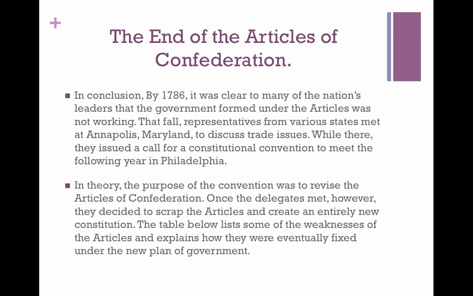Okay, so by 1786, it was clear to many of the nation's leaders that the government formed under the Articles of Confederation was not working. So that fall, representatives from various states met in Maryland to discuss trade issues. While there, they issued a call for the Constitutional Convention to meet one year from then in Philadelphia, and they wanted to really rewrite the Articles of Confederation. So in theory, the purpose of the convention was to revise the Articles of Confederation. Once the delegates met, however, they decided to completely scrap the Articles and create an entirely new constitution.